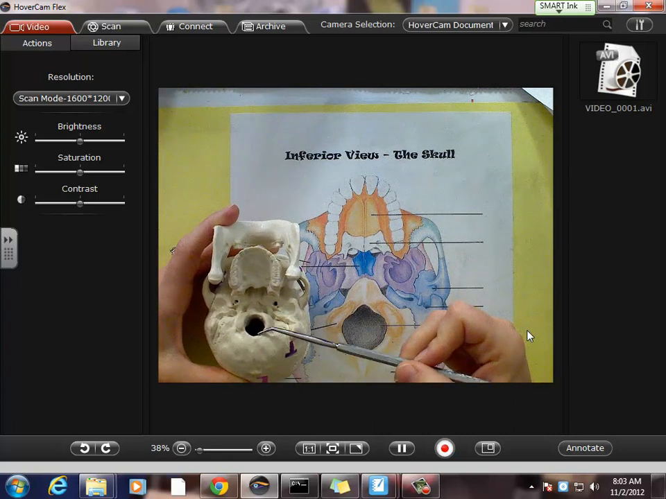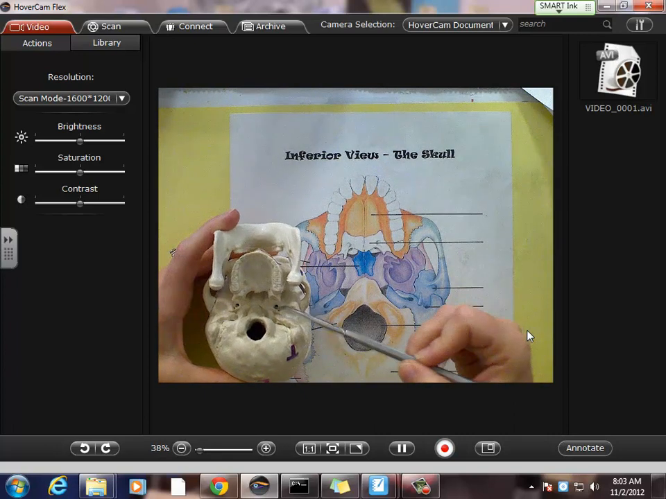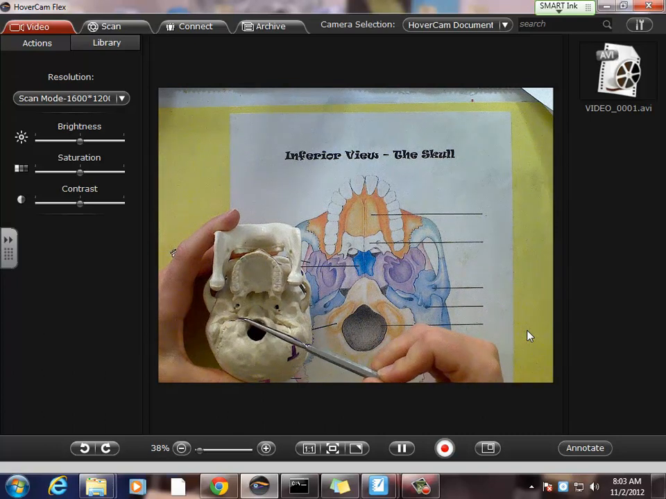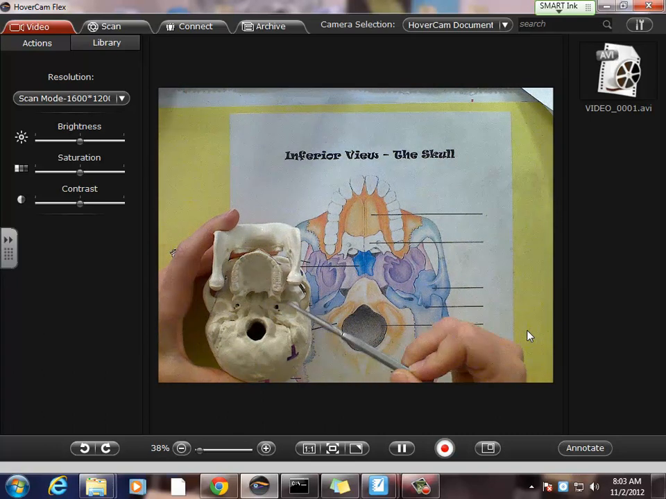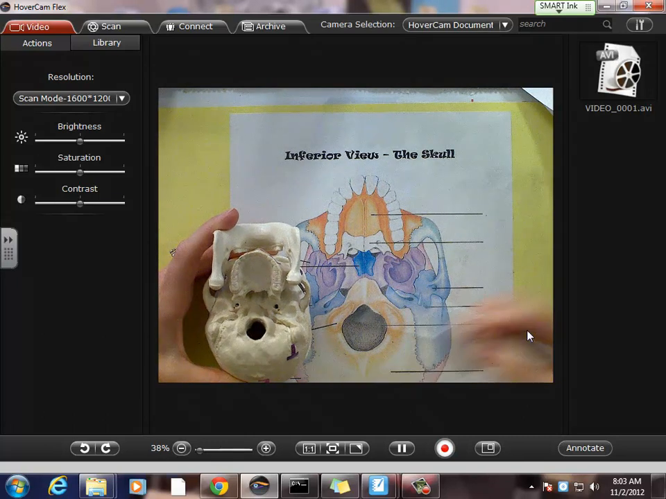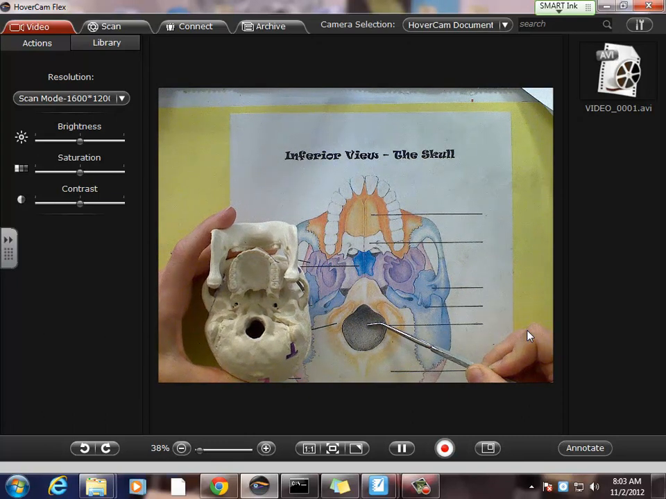Proceeding posteriorly towards the back of the skull, we have several smaller openings in the bottom of the skull. These are foramen for blood vessels and nerves. The largest of these openings is this one, called the foramen magnum. It's obvious right here. This is the opening through which our spinal cord penetrates.